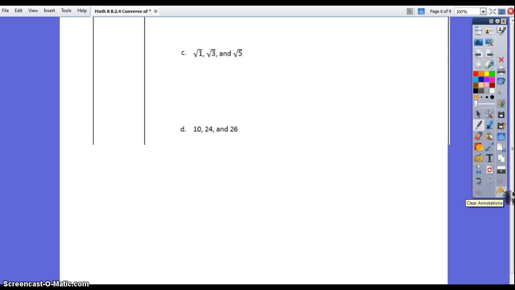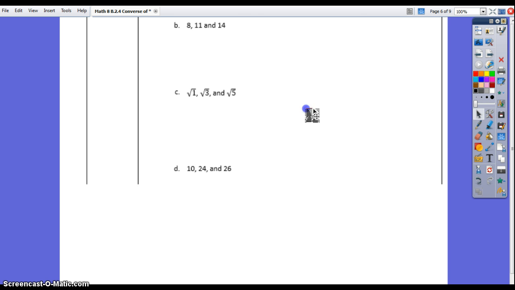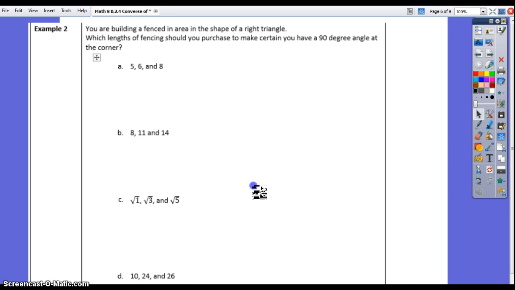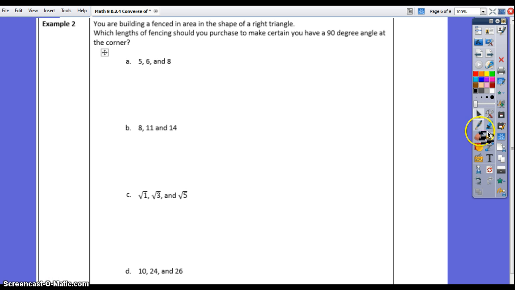Let's scoot up here. Welcome back, a and b. All right, letter a. See what you get. 5 squared plus 6 squared. Does that equal 8 squared?